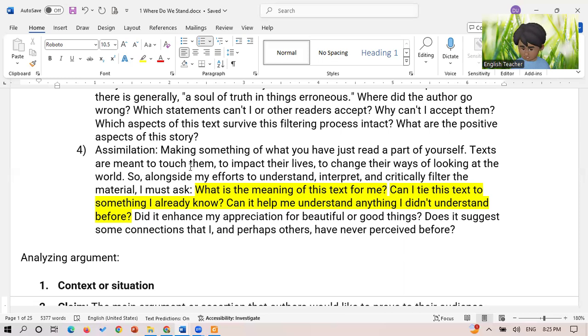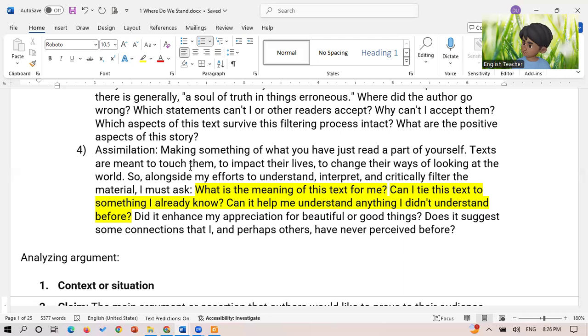I read this quotation in class 7 when I was 13 years old. And even today, I always realize that I should not be lazy. I should be active and I should work hard. So I assimilated that idea. It means I made that idea part of my life. So in assimilation, you ask a question: which ideas from this essay, Lisa Davis' essay, am I going to follow in my life? Texts are meant to touch us.